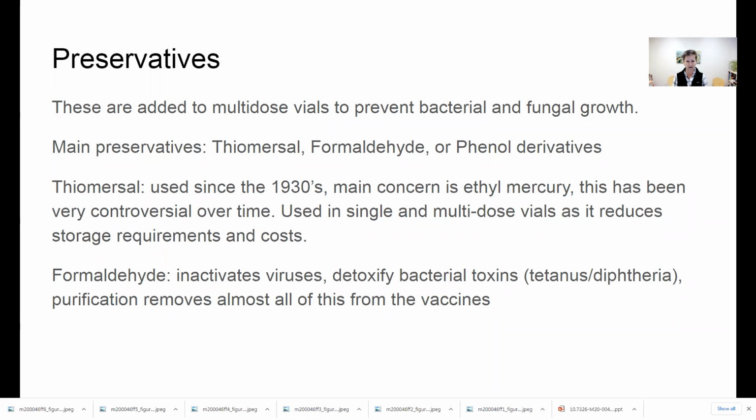It's been used since the 30s. Ethyl mercury is the problem there, and it's been very controversial over time. And it helps reduce storage requirements and costs. So there's reasons why we use some things. Formaldehyde is another thing, other phenol derivatives. Formaldehyde inactivates viruses, it detoxifies bacterial toxins. And when the vaccine goes through this purification process, it really removes most of this stuff from the vaccines.